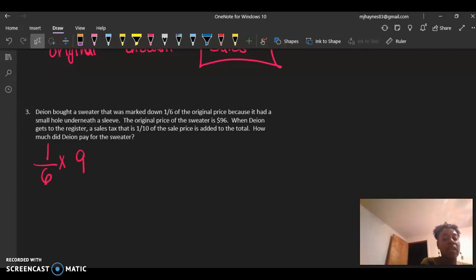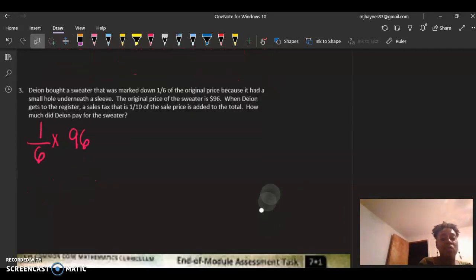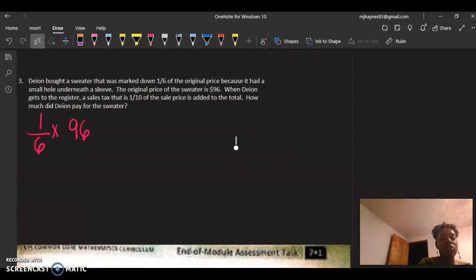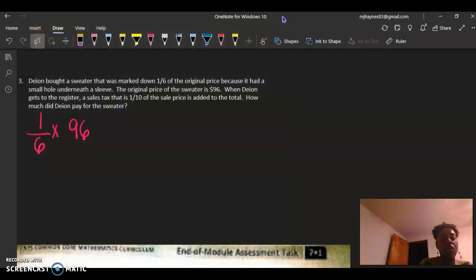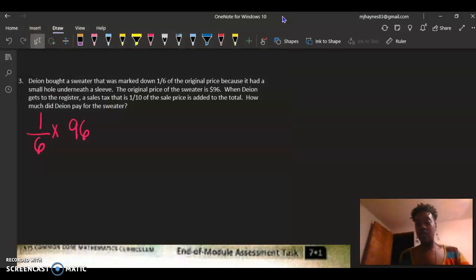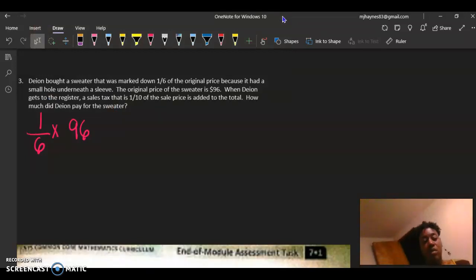1/6 of 96. I like this way, and you do need to know this way, but either way works. I'm sorry. Get that off the screen. Okay, so I need to do this a little bit better. I need to write better here.